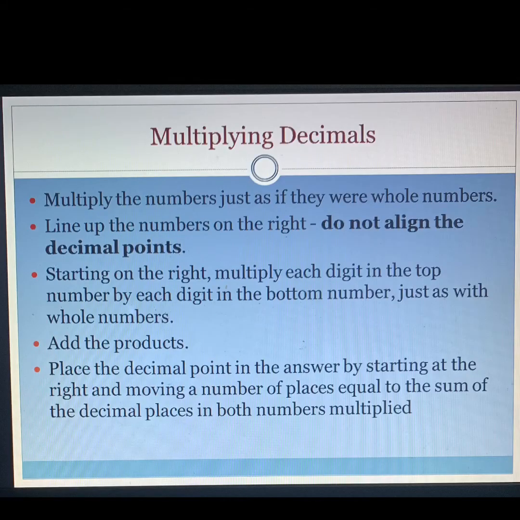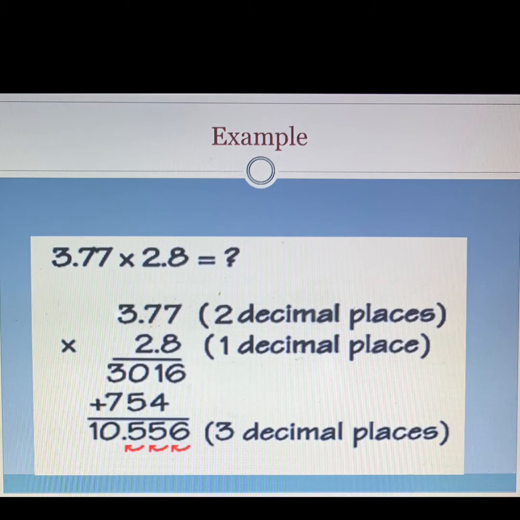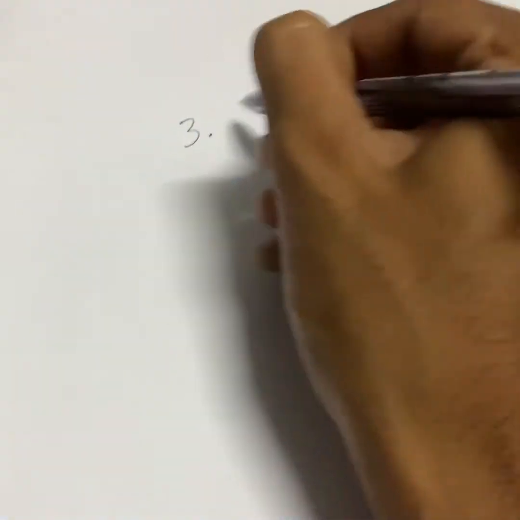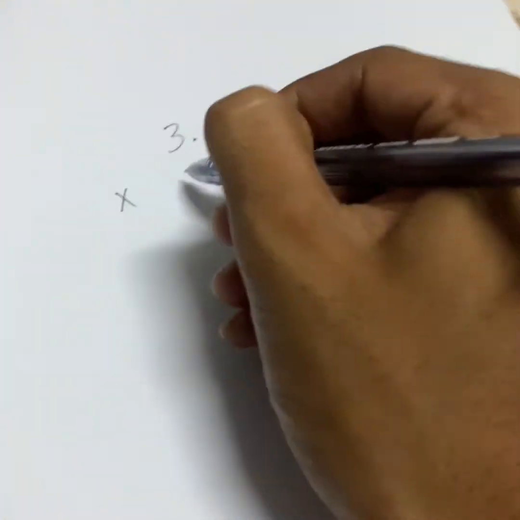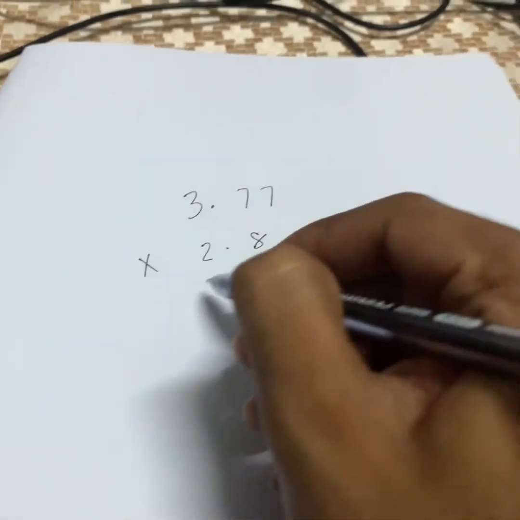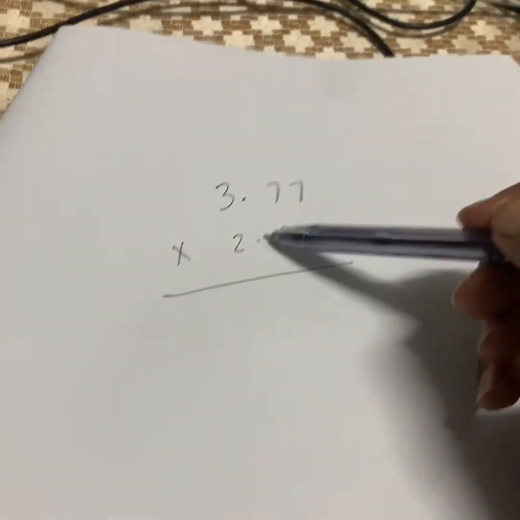Thank you. Okay, multiplying decimals. In multiplying decimals, you don't need to worry about aligning the decimal points. You just multiply normally, and at the end you look at the decimal point. Let's look at an example, and then you'll understand more. It's 3.77 multiplied by 2.8.